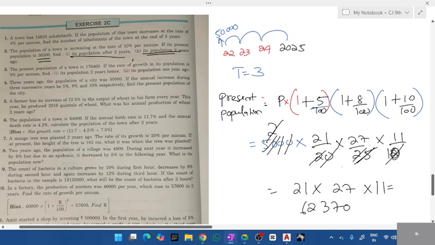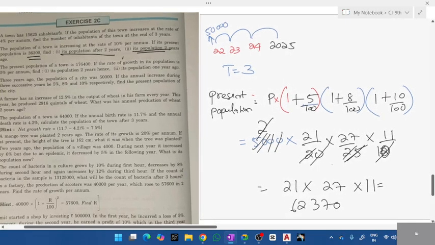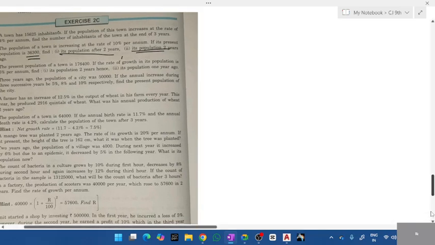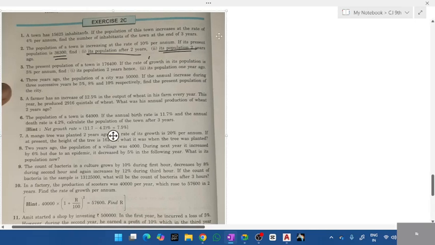A farmer has an increase of what's the rate given? All of you will read the question. I'll ask you all the data. First, go through the question. Fifth one. A farmer has an increase of 12.5%. What's the rate?